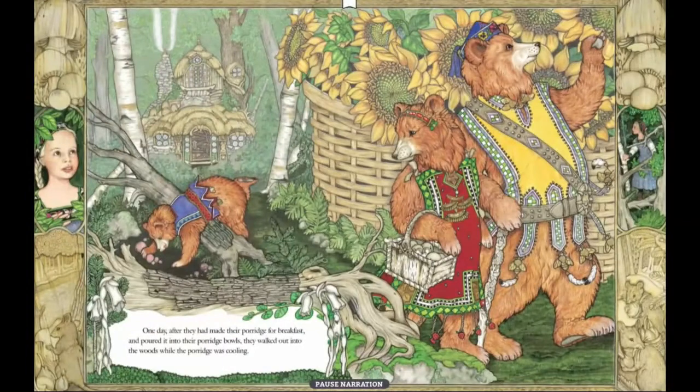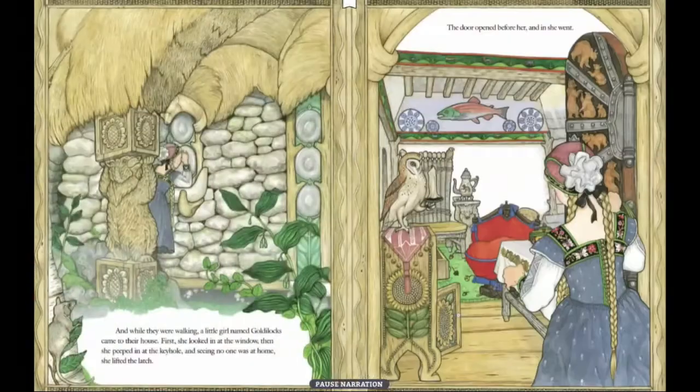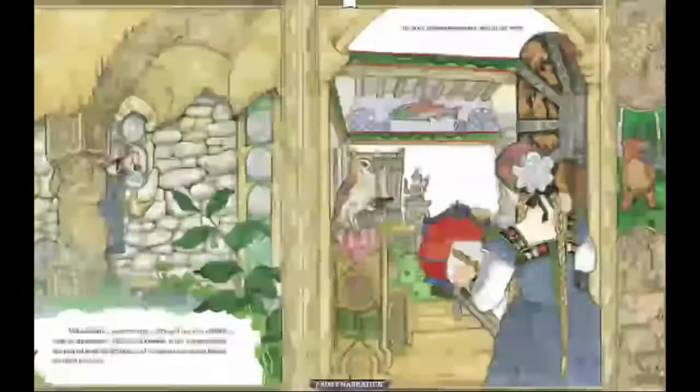One day, after they had made their porridge for breakfast and poured it into their porridge bowls, they walked out into the woods while the porridge was cooling. And while they were walking, a little girl named Goldilocks came to their house. First, she looked in at the window, then she peeped in at the keyhole, and seeing no one was at home, she lifted the latch. The door opened before her, and in she went.